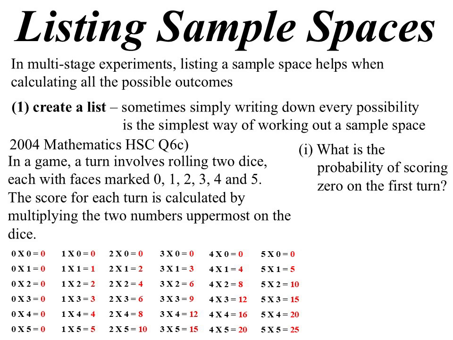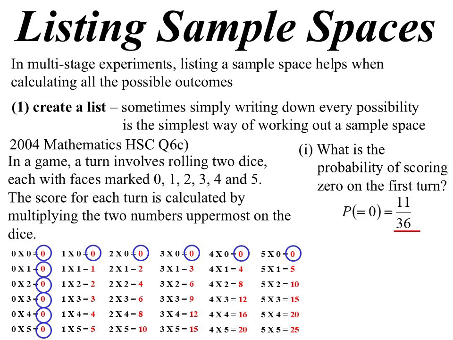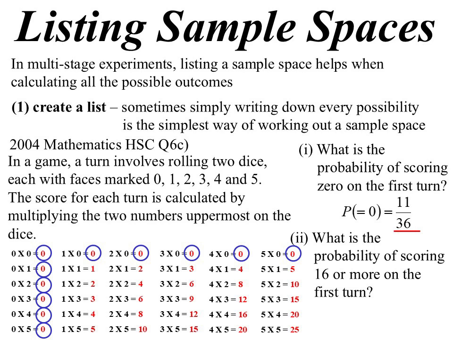What's the probability of scoring 0? And there's 1, 2, 3, 4, 5, 6 more up there. So I end up with 11 out of the 36. Probability of scoring 16 or more. Well, 16 or 20 is more than 16, so it's 25. 4 out of 36. Notice how I'm setting it out. I'm writing in there what I'm interested in looking at. Probability equals 0.